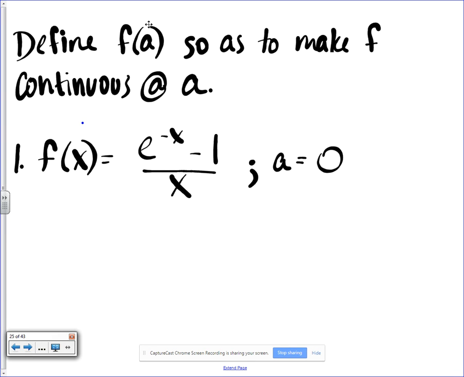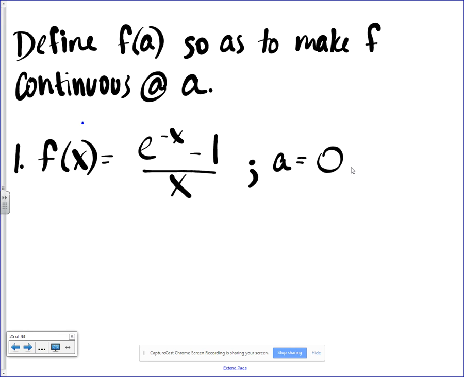So it says, define f of a so as to make f continuous at a. Well, first of all, if you look at this function, you will see it is not continuous at a. I am saying that a is 0. You cannot plug in 0, which means it is not continuous here. This actually, if you were to graph this, would be a hole at a. So the question is, can I fill in this hole? If I can fill in the hole, then I can make it continuous.